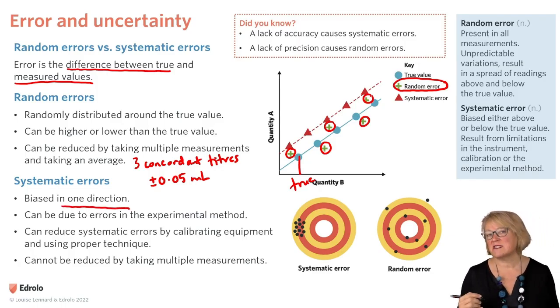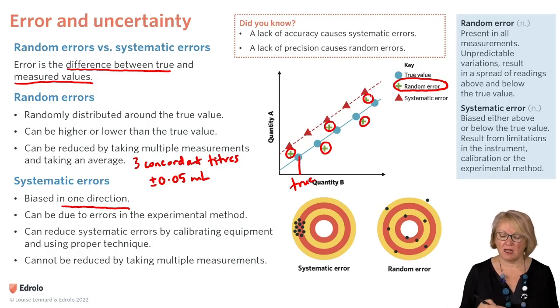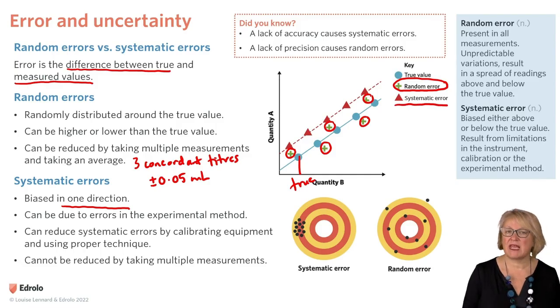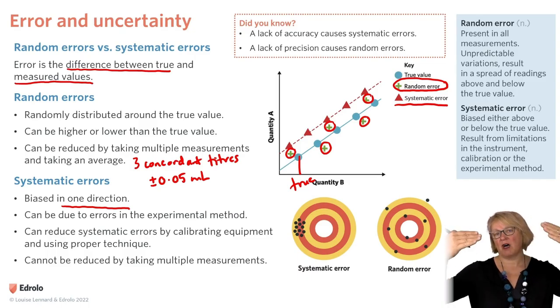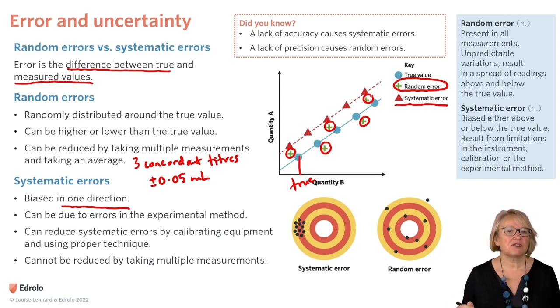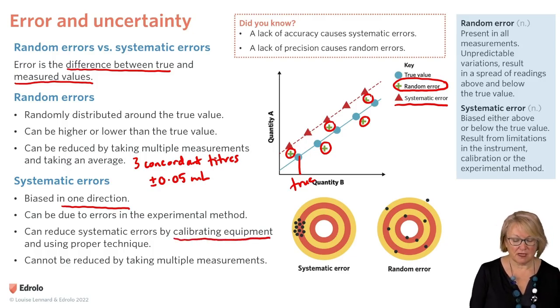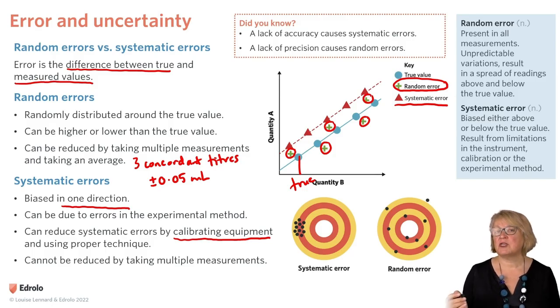They're either always higher than the true value or always lower than the true value. And we can see the systematic errors are shown with the red triangles here. So if the true values are the blue dots, then the red triangles are all higher than that true value. They can be due to errors in the experimental method, but we can reduce them by calibrating the equipment and using proper technique. So if we're using a weighing balance, make sure that the weighing balance is reading the true mass that's shown on the scales.